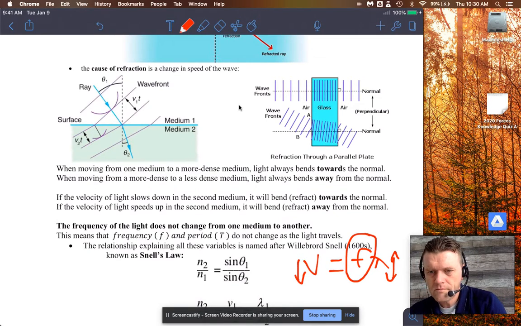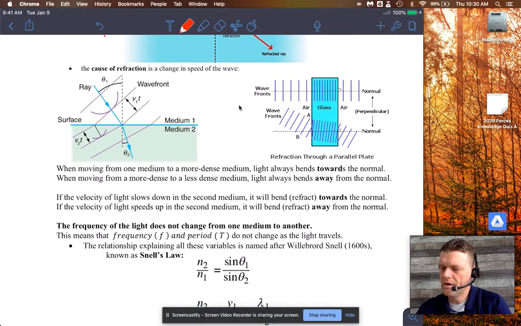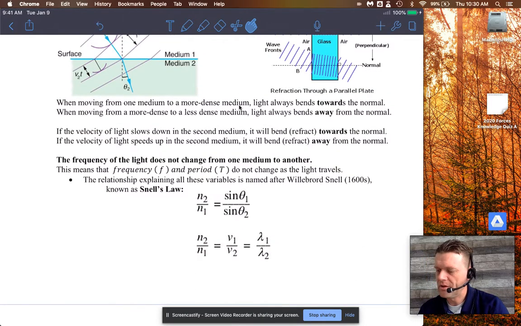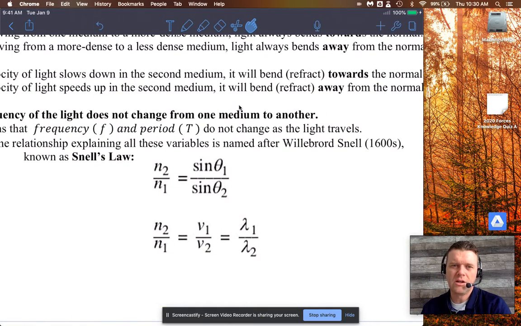So all of those play into what was discovered by a man named Willebrord Snell in the 1600s. It's amazing. Historically, the math that they understood back then was very impressive. But he gets full credit for looking at how light bent in water and in other mediums, and he came up with this expression. This is right off your formula sheet.